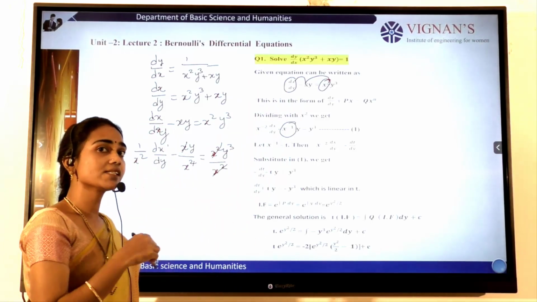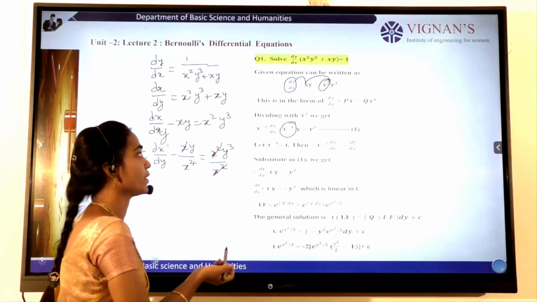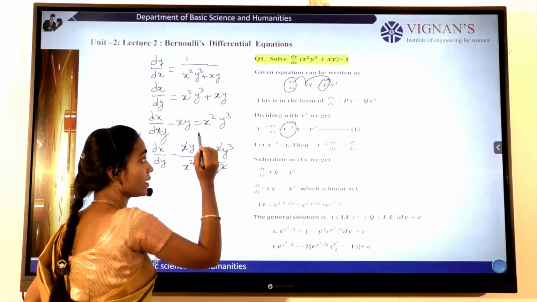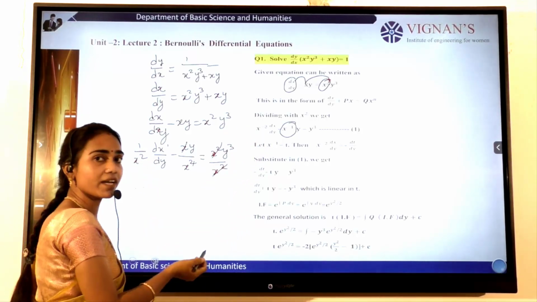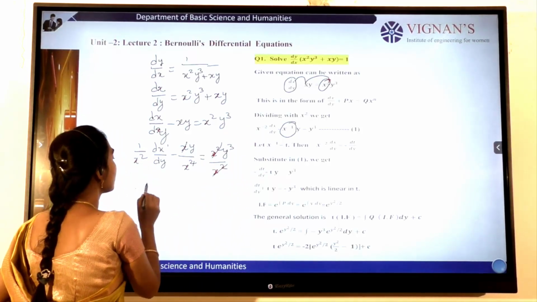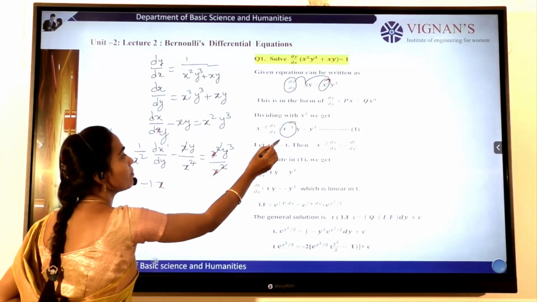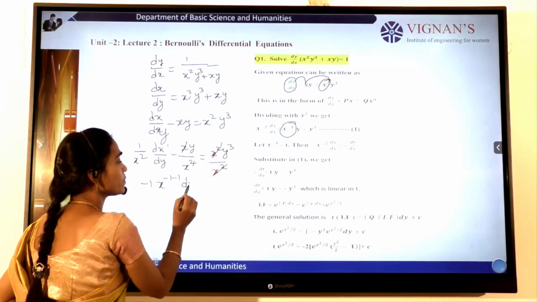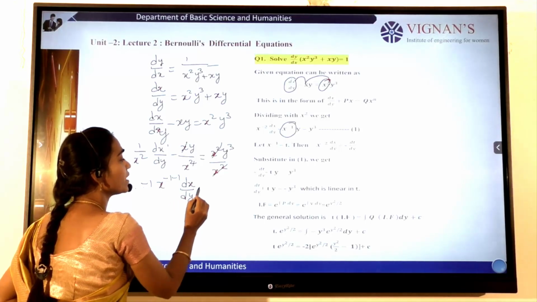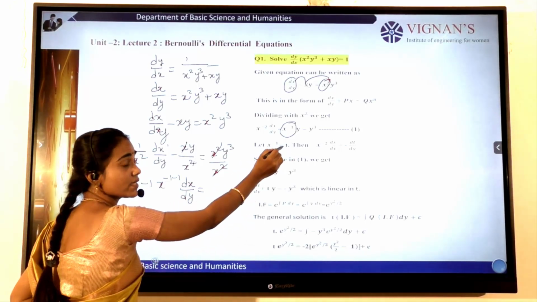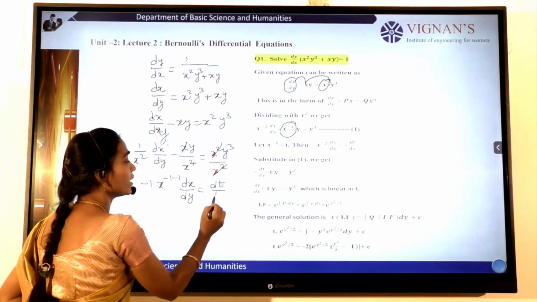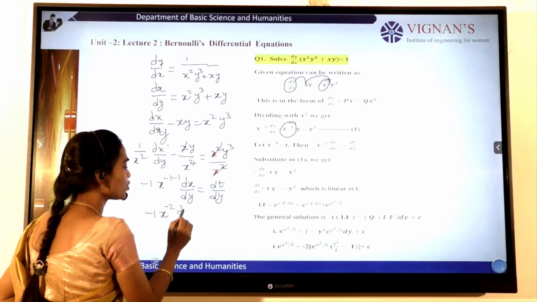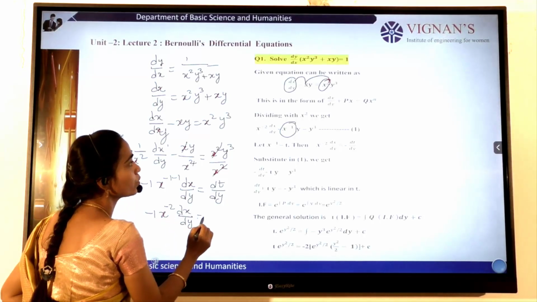So we should differentiate with respect to y. When dy by dx is there, we have to differentiate with respect to x. So when differentiating with respect to y, it is also like x power n. The formula is n into x power n minus 1. So it becomes minus 1 x power minus 2 dx by dy is equal to, on the right hand side, dt by dy.